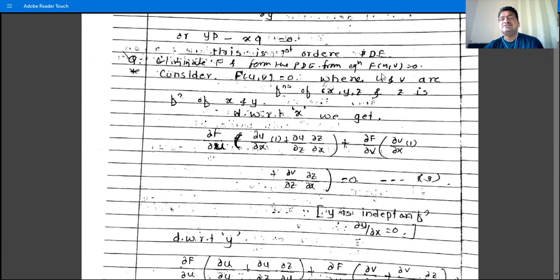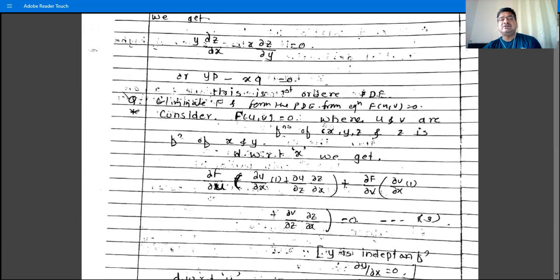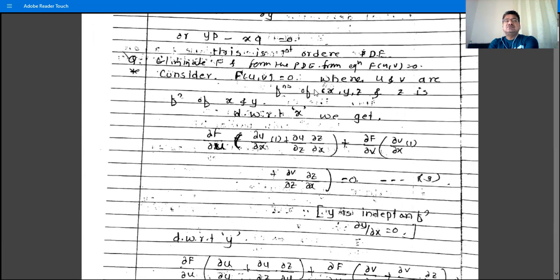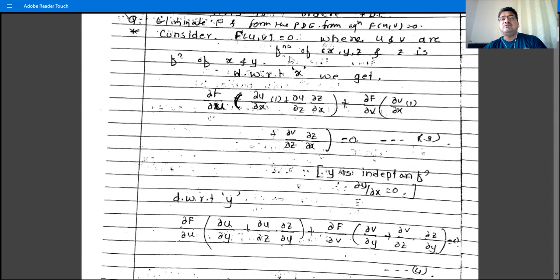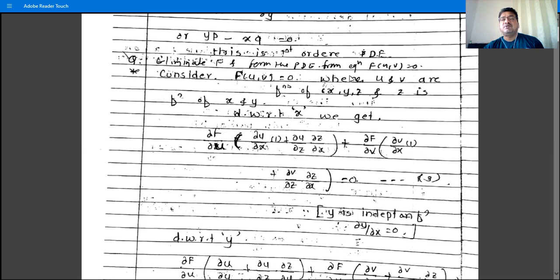This is the solution. Solution is given. So the first topic is formation of differential equation. In the first topic, the solution of the differential equation is given, and we have to form the partial differential equation whose solution is F of u, v is equal to 0. So consider F of u, v is equal to 0. We have to eliminate this F from this equation, where u and v are functions of x, y, z, and z is a function of x and y. That is, x and y are independent variables, and z is the dependent variable.